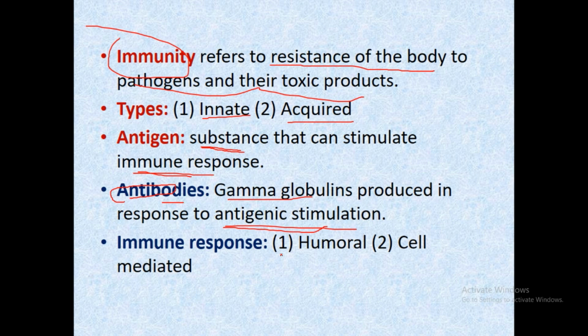Immune responses are humoral and cell mediated. B lymphocytes function in humoral immunity, whereas T lymphocytes work for cell mediated immunity. So this is the immune response and this is the types of immunity. Types of immunity are of two types, innate immunity and acquired immunity, while the immune response is also of two types, humoral immune response and cell mediated immune response. We will see this immune response in part 2 of immunity.